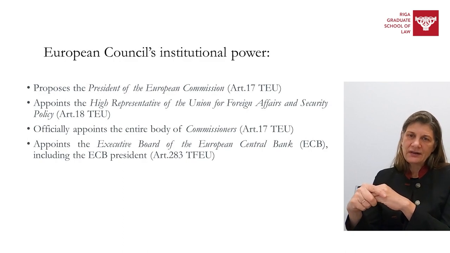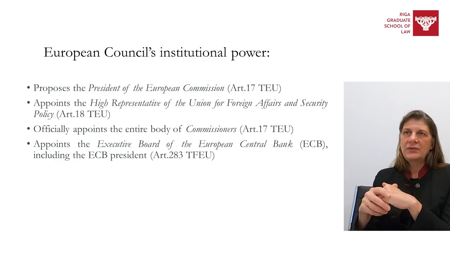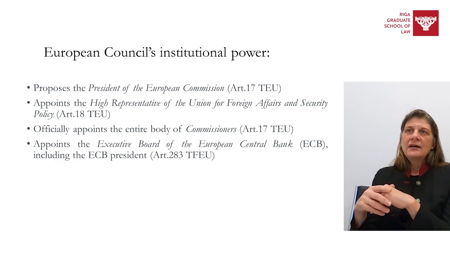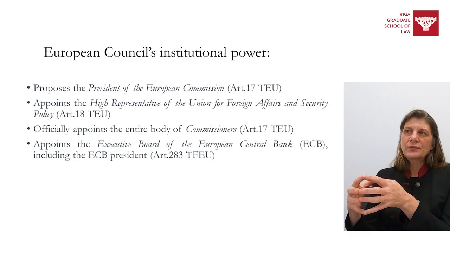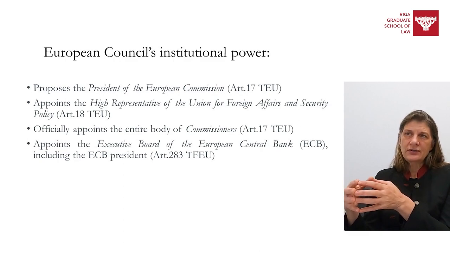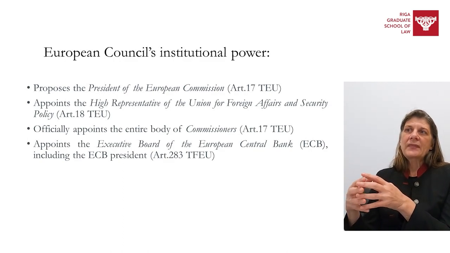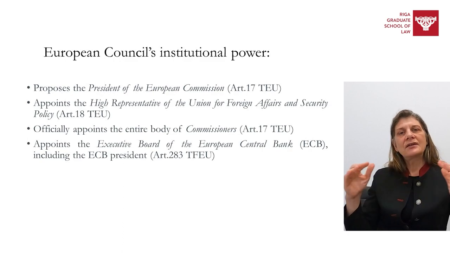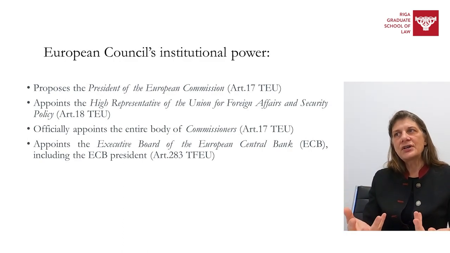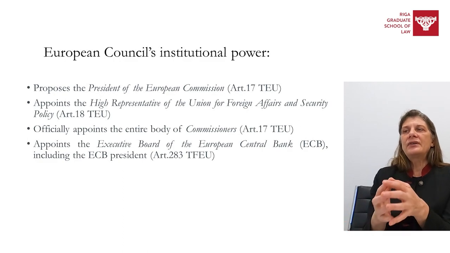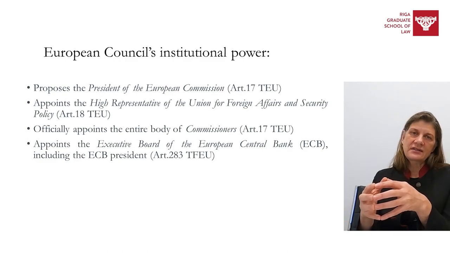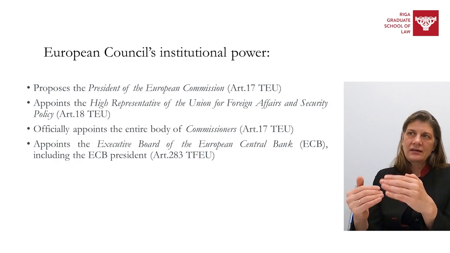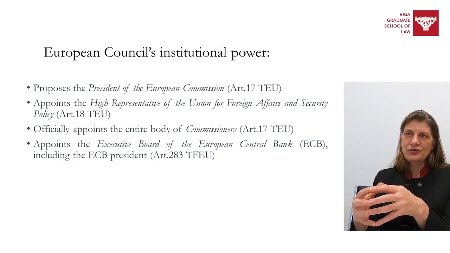the European Council. And then it is offered to the European Parliament for a vote. Also, the appointment of the High Representative of the Union for Foreign Affairs and Security Policy, according to Article 18, is done by the European Council. Commissioners as an entire body, as a college, is offered to the European Parliament through Article 17, so that the European Council has a role to play here.